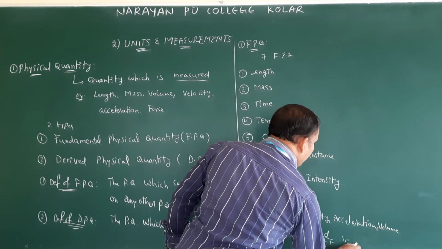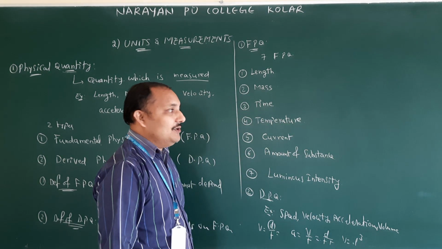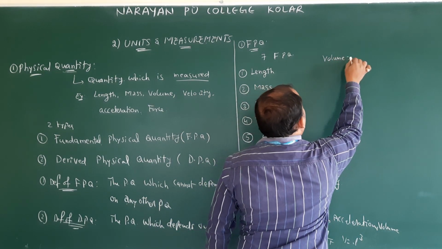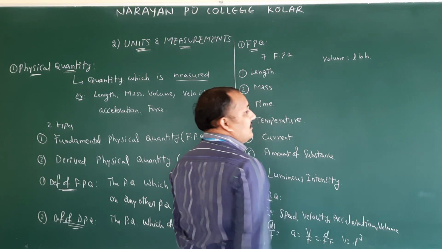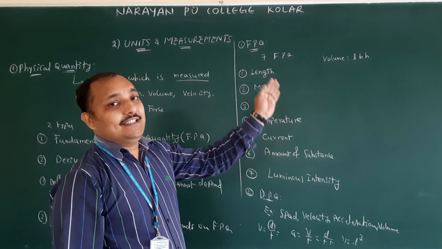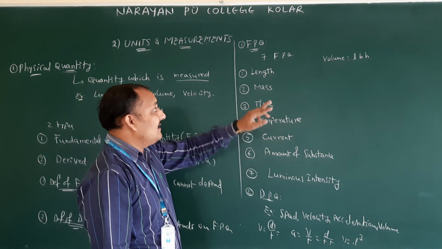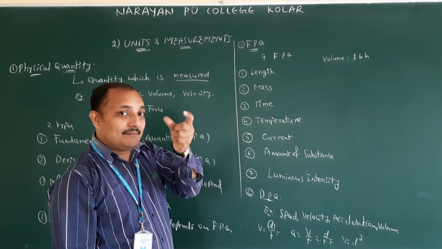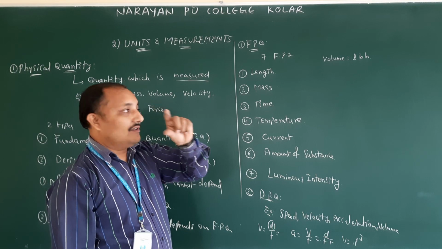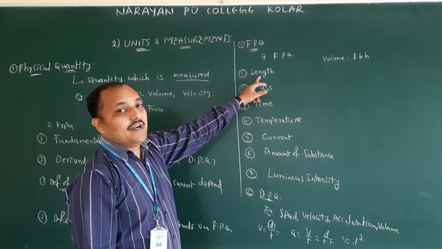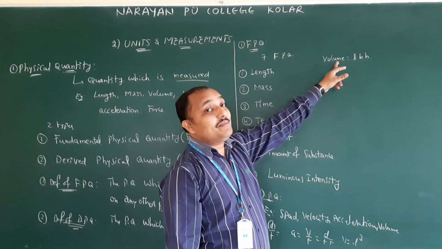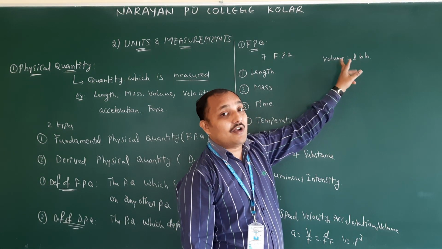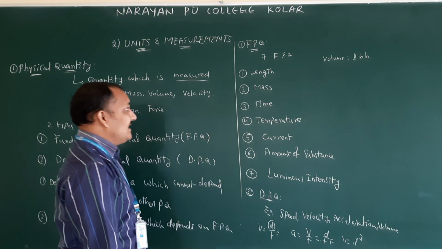Volume means, what is the formula? Length into breadth into height. So volume is equal to L B H. Length, breadth, height come under fundamental physical quantities. Breadth is also some length only, and height is also some length only. Therefore, all these come under fundamental physical quantities. Now, volume is depending on fundamental physical quantities. Therefore, we call volume a derived physical quantity.